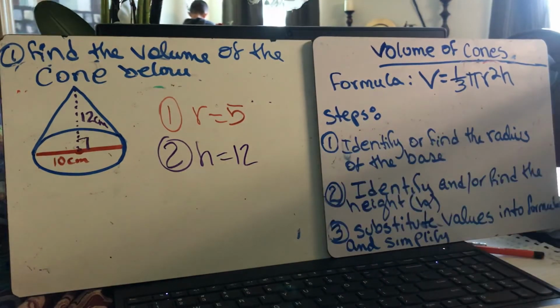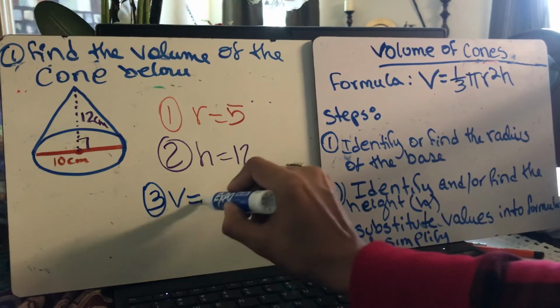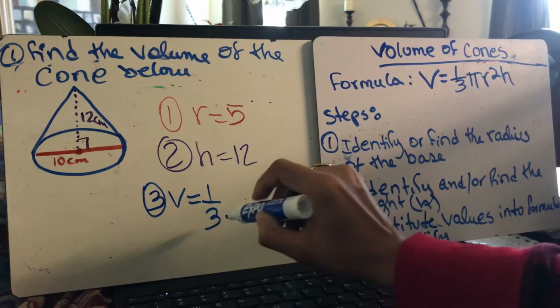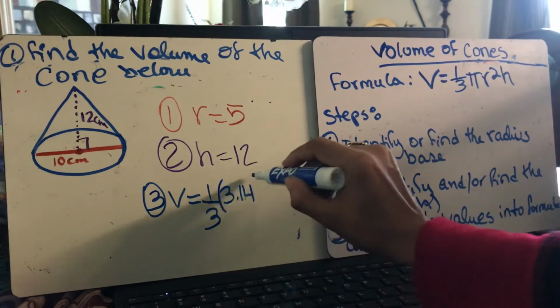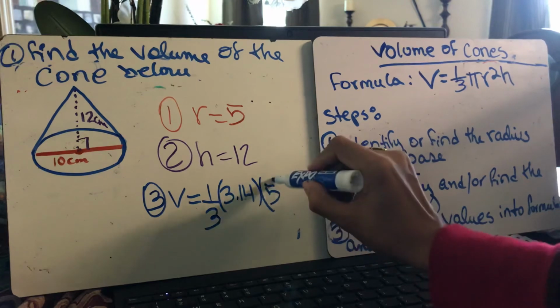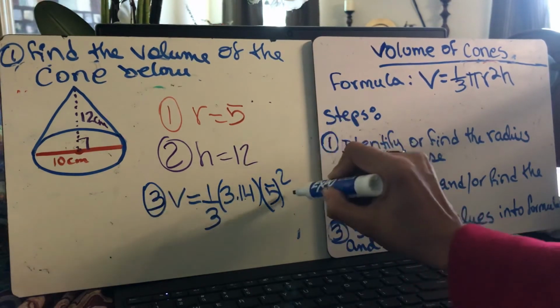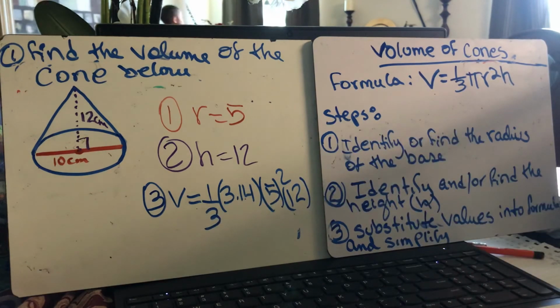And the last step says to substitute the values into the formula and simplify. So my last step again is to substitute. I have the volume is going to be 1/3 times pi, which is approximately 3.14, times the radius, which is 5 to the second power, times the height, which is 12. And I'm going to put all that in my calculator to simplify.